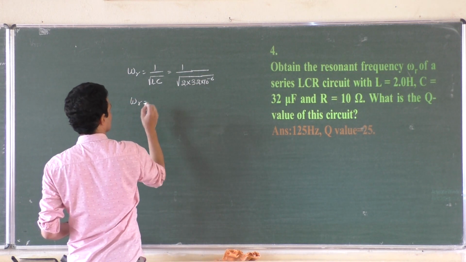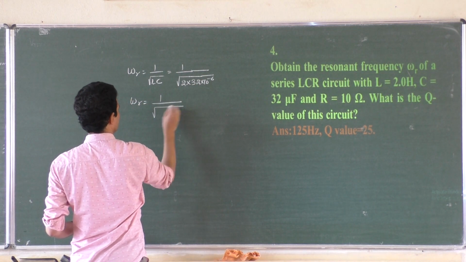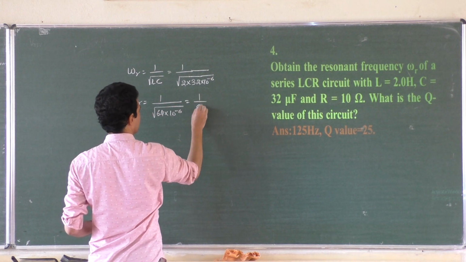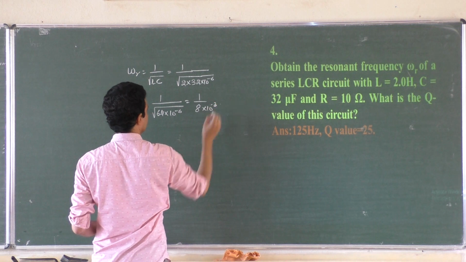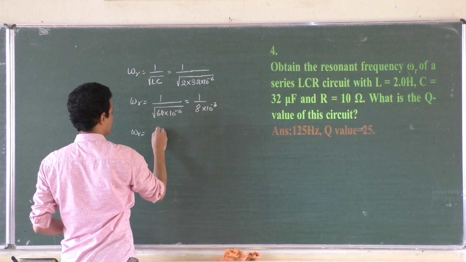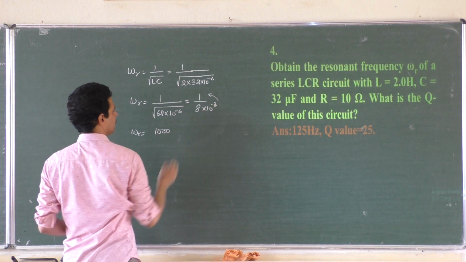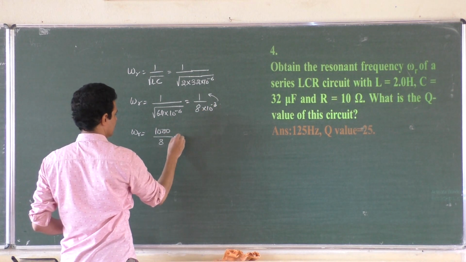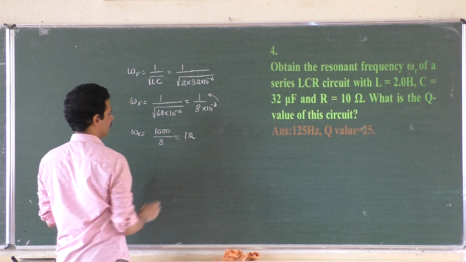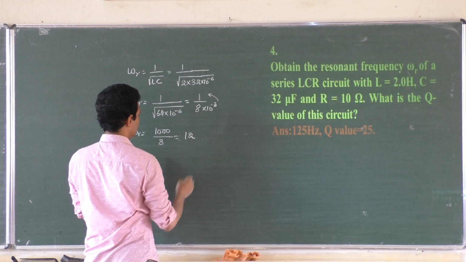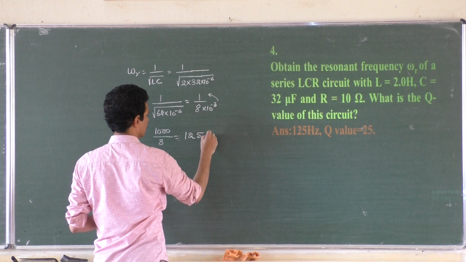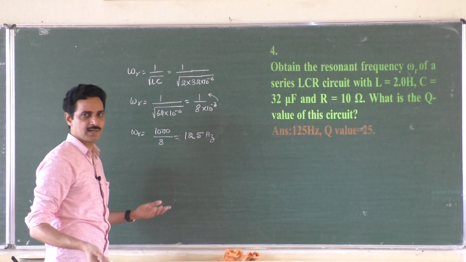Omega R is equal to 1 by root of 64 into 10 to the power minus 6. That is equal to 1 by 8 into 10 to the power minus 3. You bring this here, 10 to the power minus 3 becomes 1000 by 8. That is equal to 125. You can write this as hertz or radian per second.